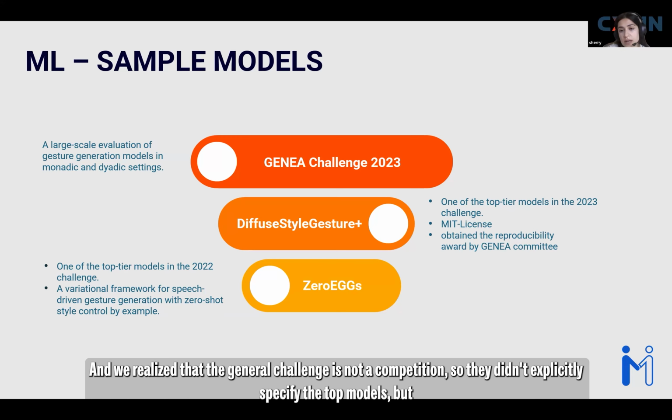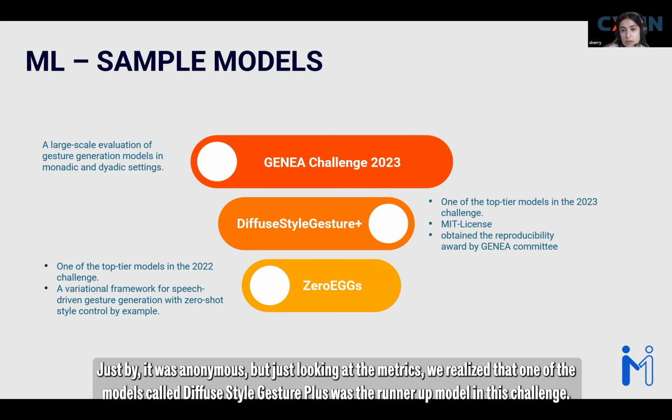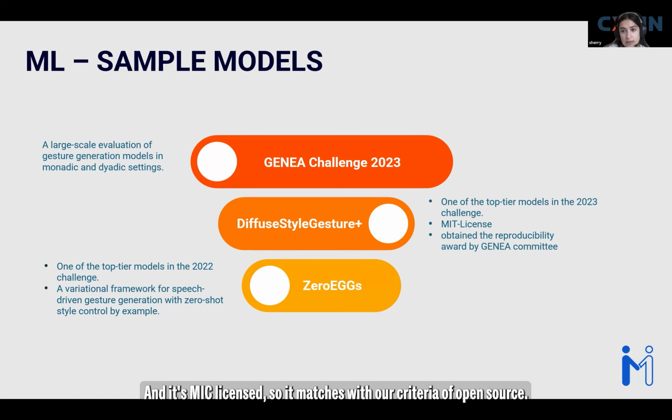We realized that the Genea challenge is not a competition, so they didn't explicitly specify the top models, but it was anonymous, but just looking at the metrics, we realized that one of the models called Diffuse Style Gesture Plus was the runner-up model in this challenge. And it's MIT license, so it matches with our criteria of open source. It also obtained a reproducibility award by the Genea committee.